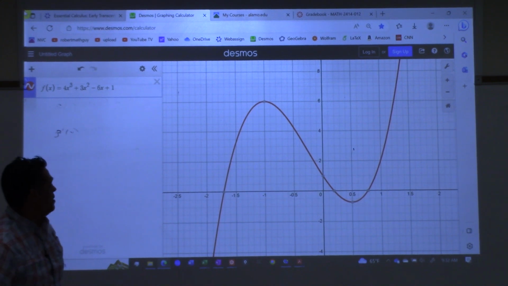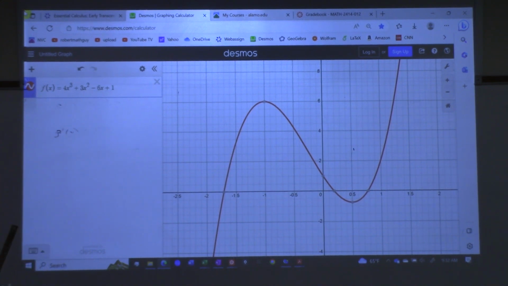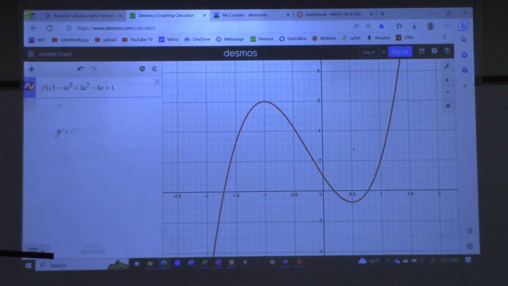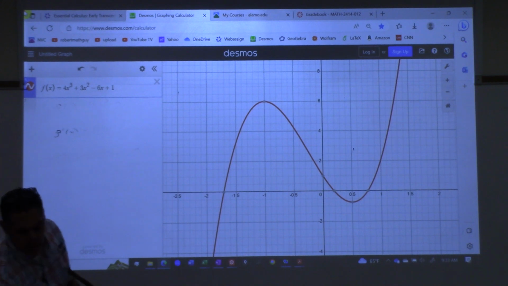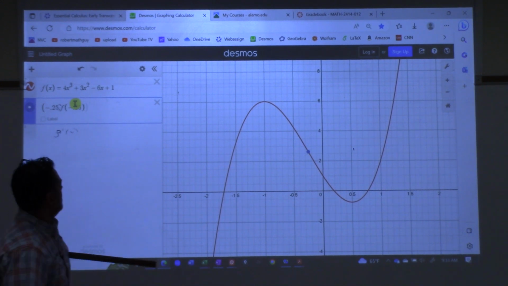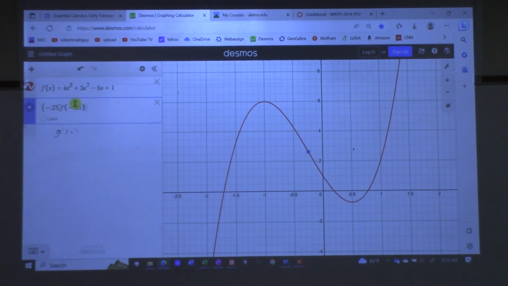Okay, the inflections are a little bit harder to see. We only have one inflection point, don't we? And it was at 1/4, or was it negative 1/4? Wait a minute, what? Negative 1/4? So I'm going to put in here negative 0.25, comma, f of negative 0.25. There it is. I had the computer put that point on there for us.